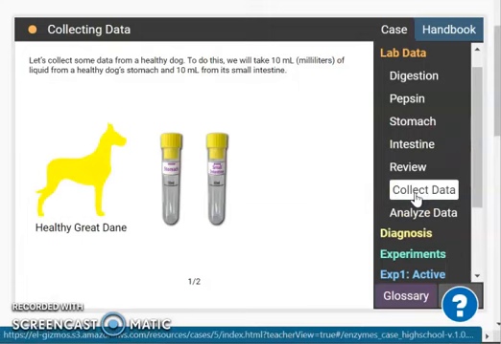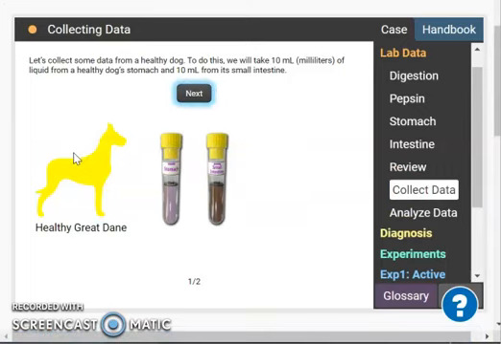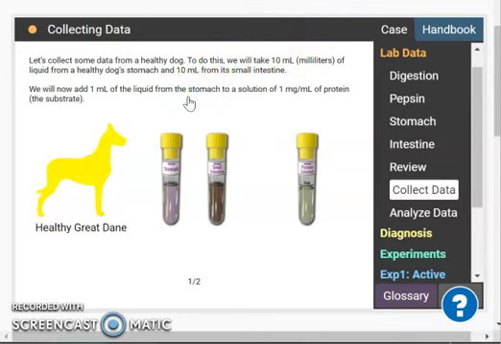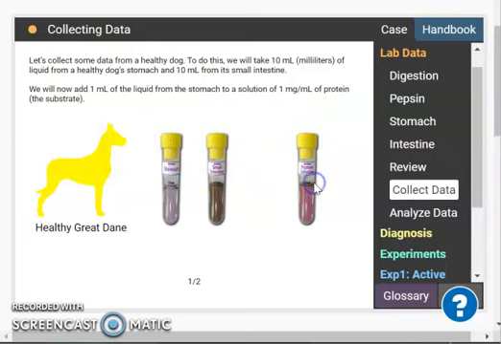First, we have to collect some data from a healthy dog. To do this, we will take 10 milliliters of liquid from a healthy dog's stomach and 10 milliliters from its small intestine. Next, we will add a milliliter of the liquid from the stomach of the healthy dog into a solution of 1 milligram per milliliter of protein, the substrate, to see how it does at digesting the protein. So we want to pick up this blue dot and drag it over to the protein solution.